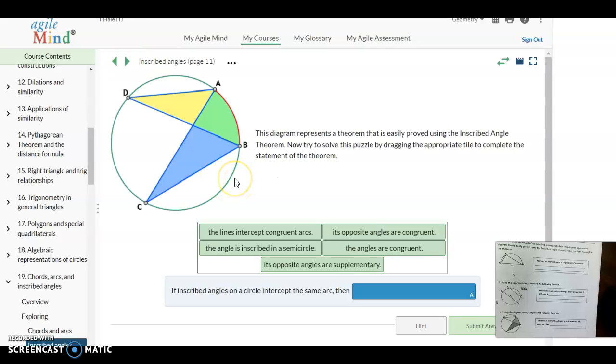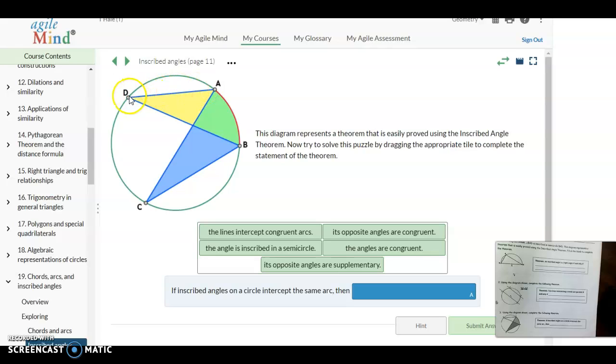It says, if inscribed angles on a circle intercept the same arc, then what has to be true? So let's see what they're talking about here. If you look at angle DAC, its vertex is on the circle right here at A. Or I guess they're really wanting us to look at this one. Let's look at this angle instead. I'm sorry, I'm looking at the colors now and realize which one they're wanting us to look at.